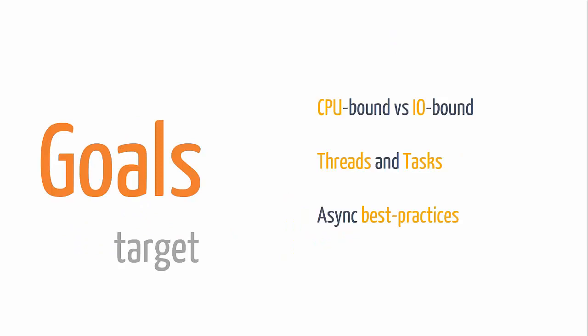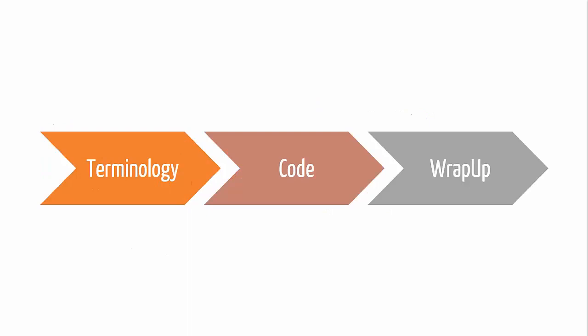So in this webinar, we learn important terminologies around async await. We learn the difference between CPU bound and IO bound. We learn the difference between threads and tasks, and we'll learn a few async best practices. This webinar is divided into three parts. The first part is the terminologies. The second part, we talk a bit more about code. We dive into the code, and at the end, we have a wrap-up with a Q&A session.